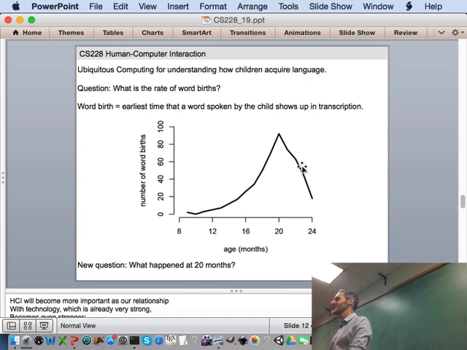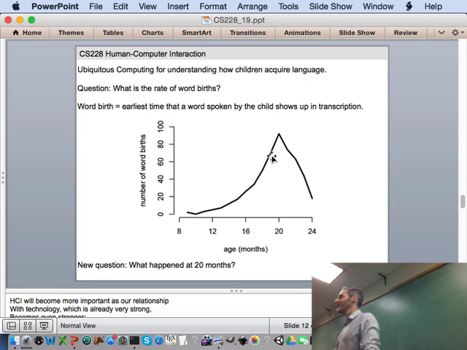So I think that's a pretty good hypothesis for what's going on here. This is a transition from an emphasis on vocabulary to grammar. But again, who knows? We have to go in and look at the data to prove or disprove that hypothesis.